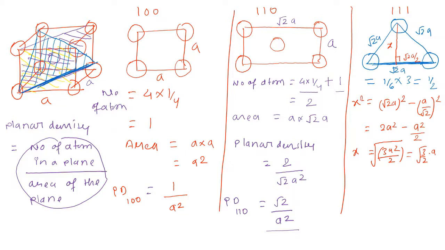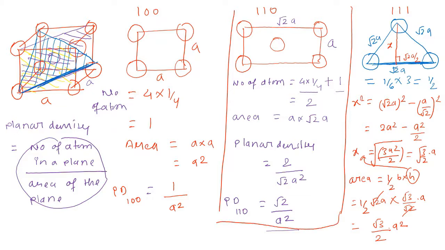Now we can put it in the area formula, which is 1/2 into base into height. So 1/2, our base is root 2 a, and h is our x, which is root 3 by root 2 a. So root 2 will be cancelled by root 2. So this will be root 3 by 2 a square. Now I am writing it here. Actually, I want to compile these results in a single slide so that we can arrange our results.